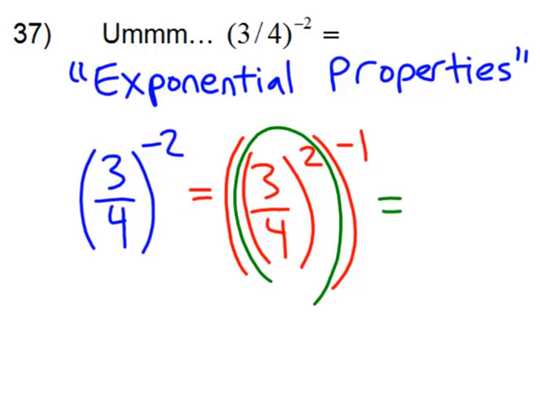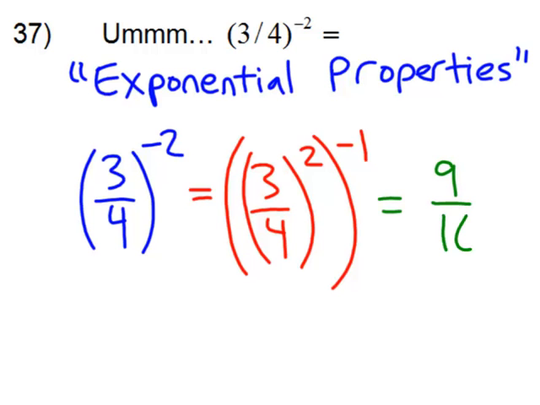One of your exponential properties says that this exponent of 2 does apply to both the numerator and the denominator, the 3 and the 4. I may think of that as 3 squared over 4 squared, so let's do that. 3 squared over 4 squared, and that is then all still being raised to the negative 1 power.